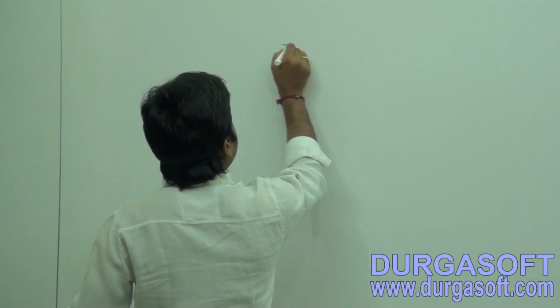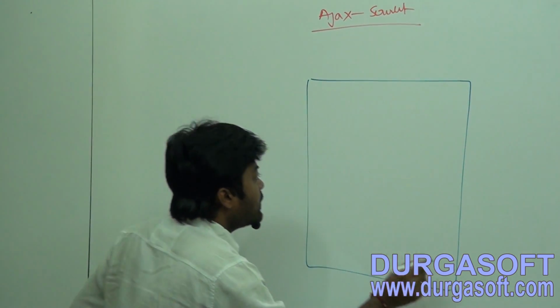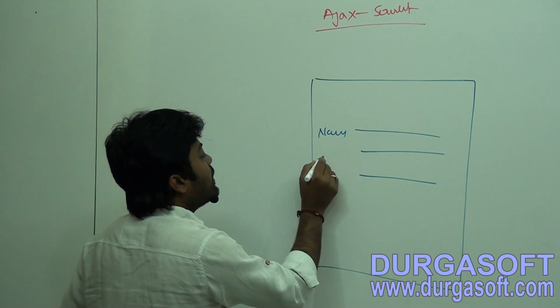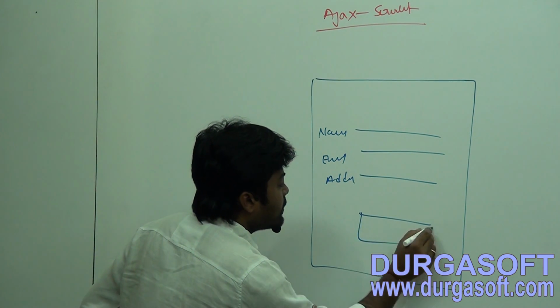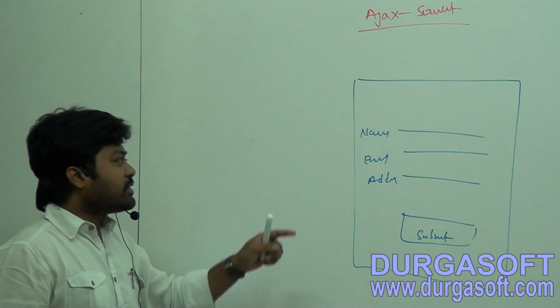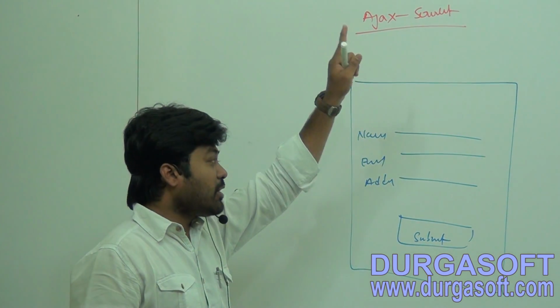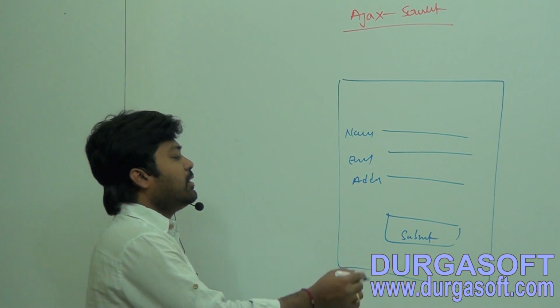Let's say you have some form fields here: name, email, address, along with your submit button, and we have no need for any form action here. In the case of Ajax, you don't need to put a form action here. Actions you can write in JavaScript. Okay, just a simple form here.